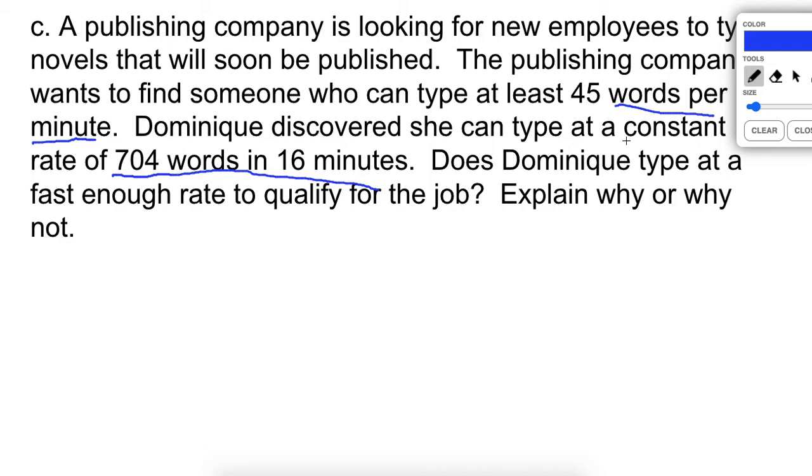So the key is words per minute. In order to calculate that, that means words divided by minutes. And our words is 704, and our minutes is 16. So that's what we've got to divide out. I'm just looking at this, it's probably going to be around 3 or 4. I'm actually going to try 16 times 3 first.